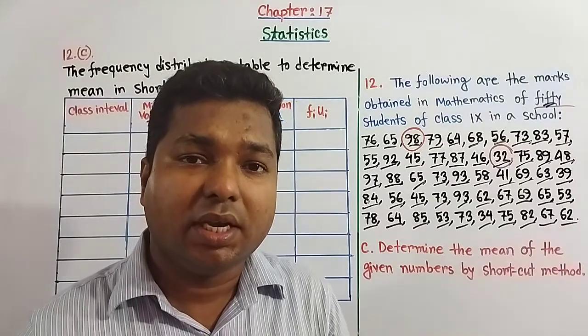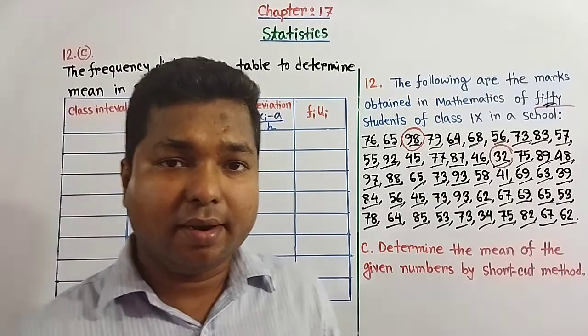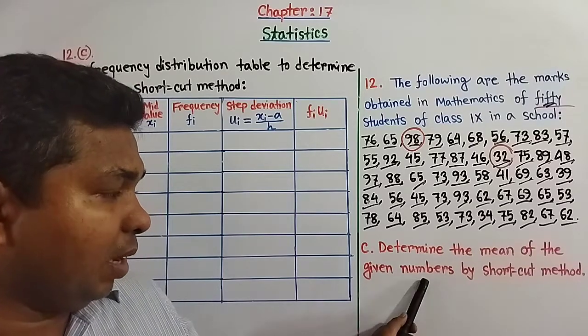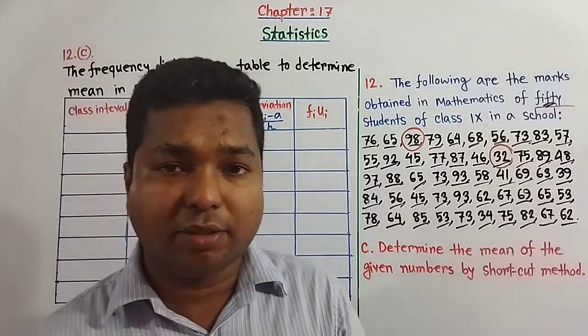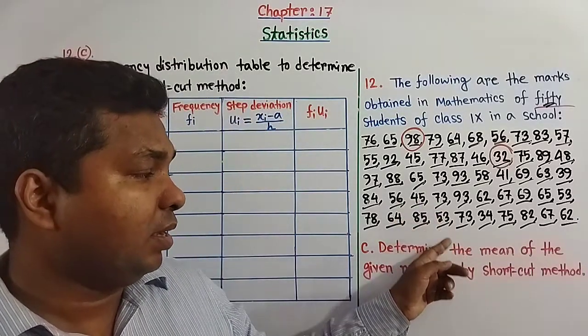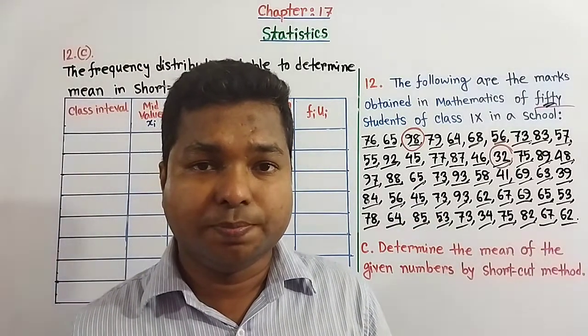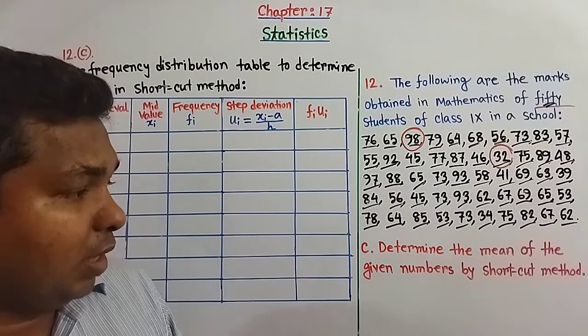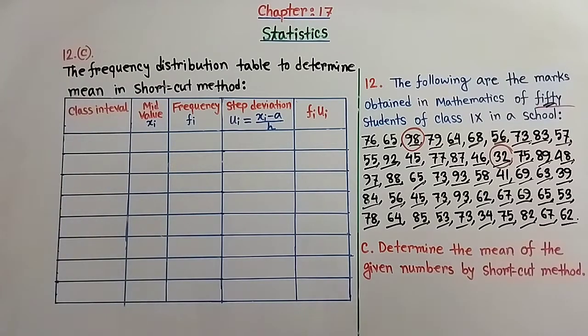My dear students, now we solve question number C. Here question number C, determine the mean of the given numbers by shortcut method. So we have to find the mean of the given data by shortcut method. For determining the mean by shortcut method, at first we have to draw a frequency distribution table.